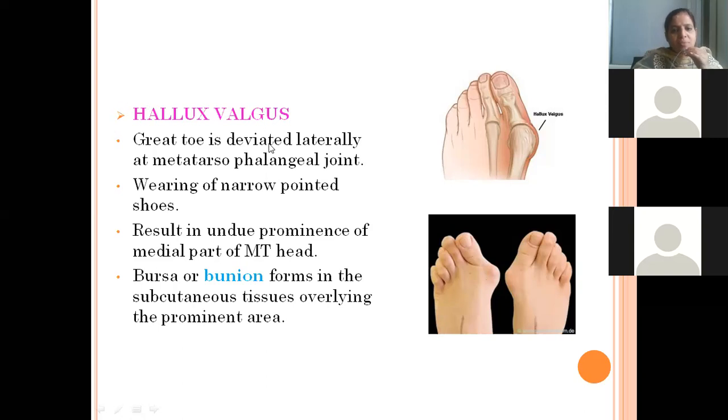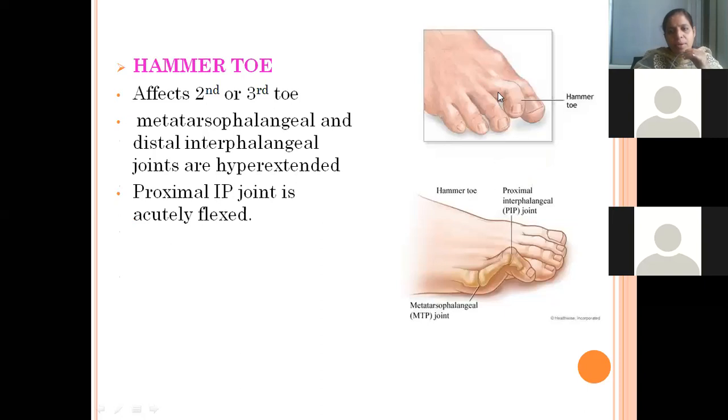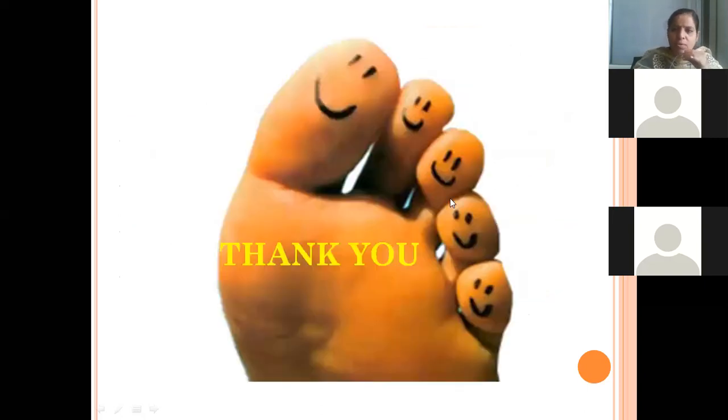So this is hallux valgus. The great toe is deviated laterally at the metatarsophalangeal joint. Hammer toe is something like this, what you are seeing here. So I hope you understood.